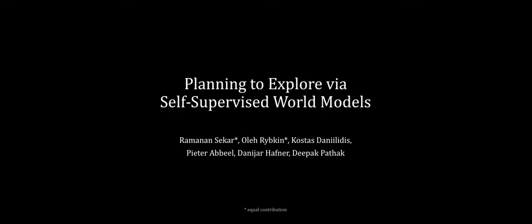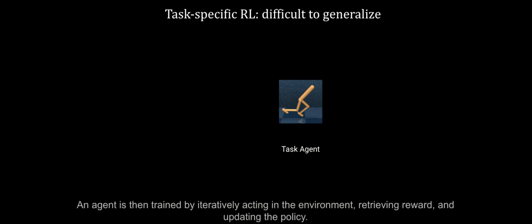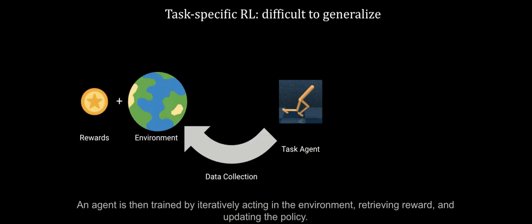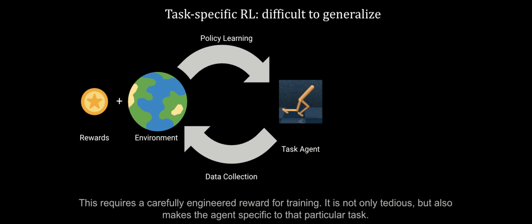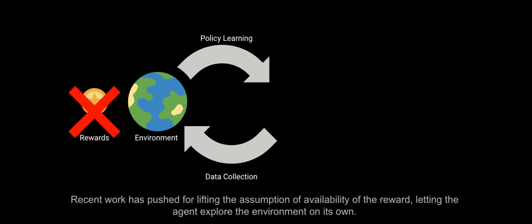We present planning to explore via self-supervised world models. Many approaches to reinforcement learning operate in the paradigm which assumes unlimited access to the environment and rewards. An agent is then trained by iteratively acting in the environment, retrieving the reward, and updating the policy. This requires a carefully engineered reward for training. It is not only tedious, but also makes the agent specific to that particular task.